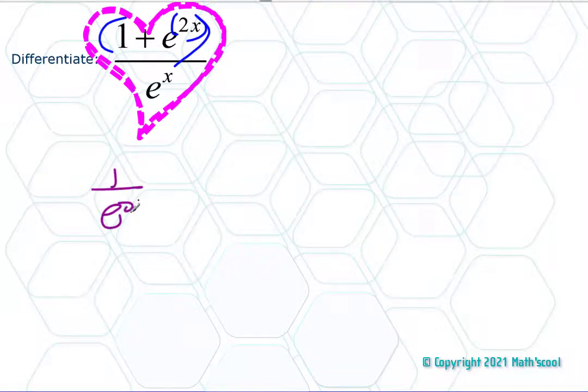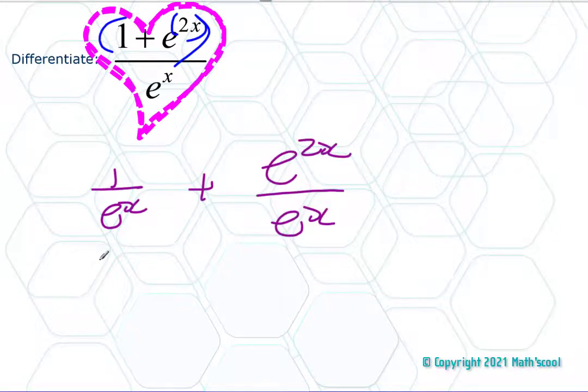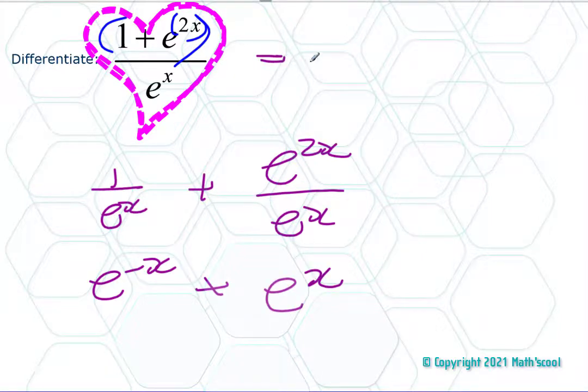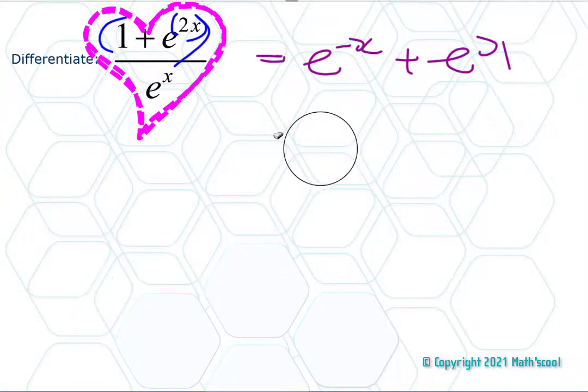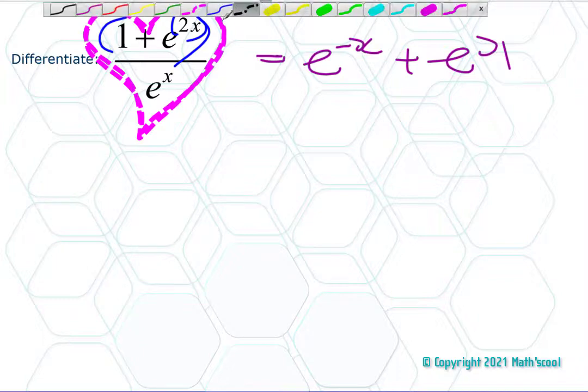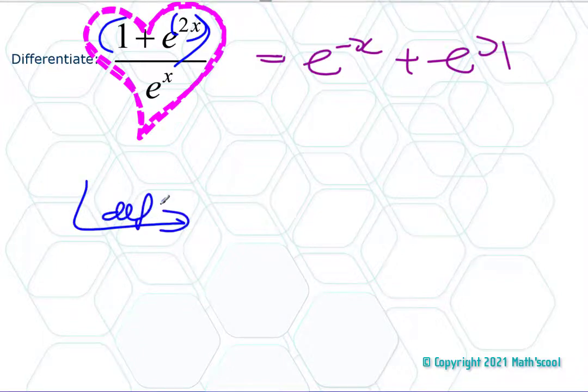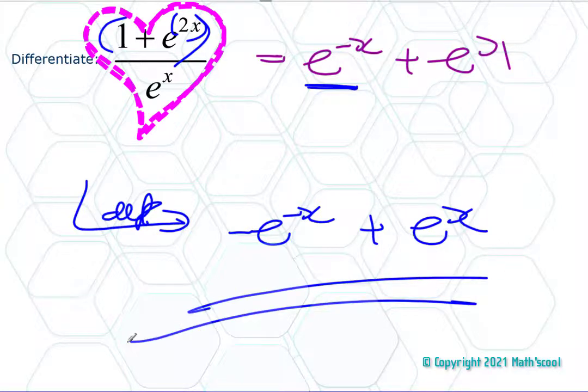1 over e to the x plus e to the 2x over e to the x, which gives you e to the minus x plus, when you're dividing you subtract the powers, e to the x. So all I've done is rewritten that, e to the minus x plus e to the x. Now differentiating it is going to be easy. Differentiating that, differentiate e to the minus x gives you minus e to the minus x, and differentiate e to the x, that just says e to the x. So minus e to the minus x plus e to the x is my answer.